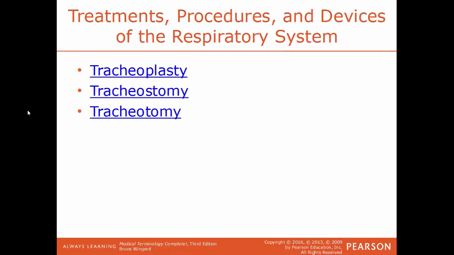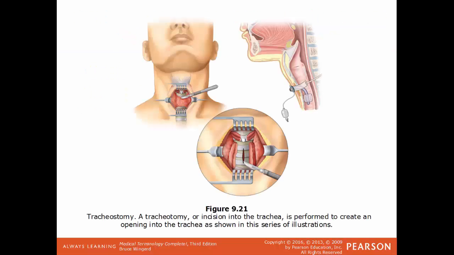So the next terms all relate to the trachea. Tracheoplasty, the surgical repair of the trachea. Tracheostomy is the creation of an opening within the trachea by cutting into it to relieve an obstruction within the breathing. And the process of cutting into the trachea would be the tracheotomy. So here's an example of how that would look. The actual incision into the trachea here would be the tracheotomy, and the opening that creates would be the tracheostomy.